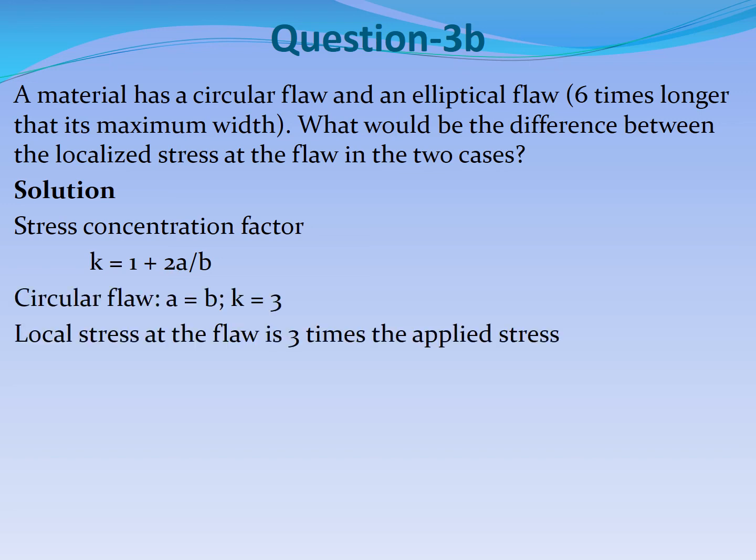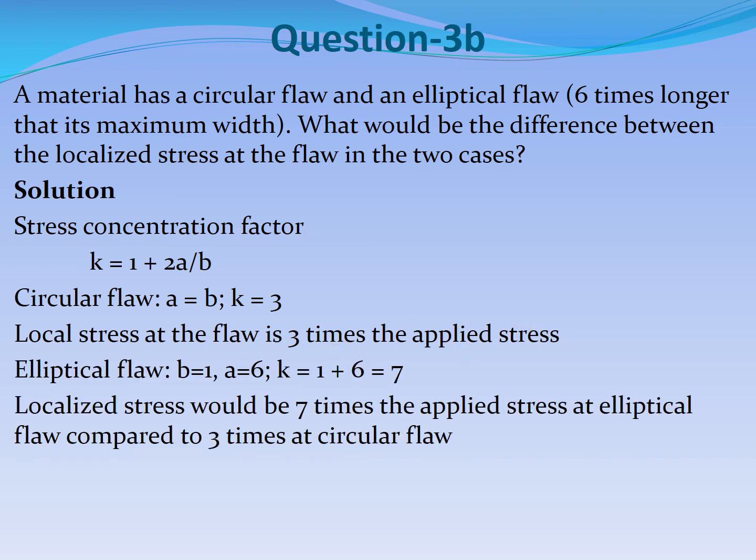So this is right. For a circular flaw, A is equal to B, so the stress concentration is 3. The local stress at the flaw is 3 times the normal applied stress. For the ellipse, A and B are this. So A is equal to, oh, this is a typing mistake by me. This is 6 into 2, so this is 13, sorry. This is a typing error. This is 13. So at the elliptical flaw it is 13 times the applied stress.